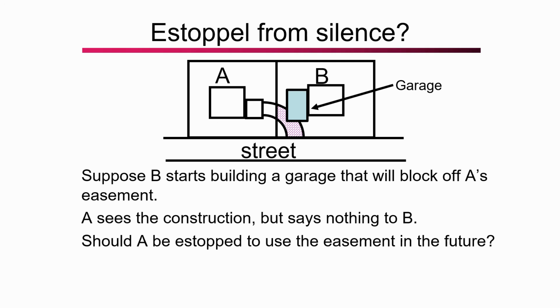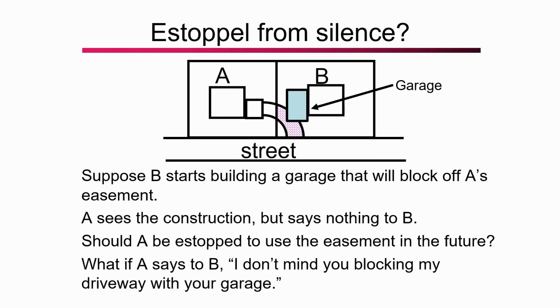Now we can change the facts. Let's suppose that instead of being silent, A says to B, I see that you're building a garage that's going to block my driveway, and I don't mind you doing that. Now we have affirmative words. If B goes ahead and completes the garage, almost certainly the courts will find an estoppel and will find that the driveway easement has been terminated.